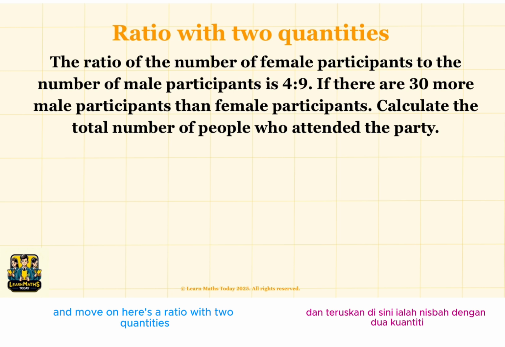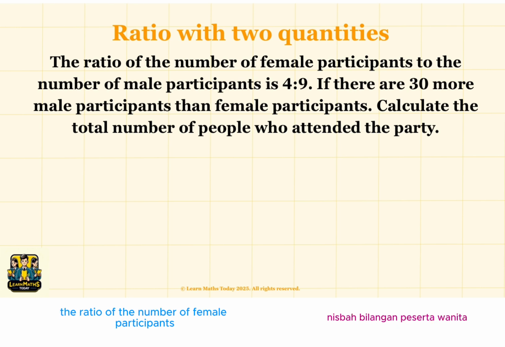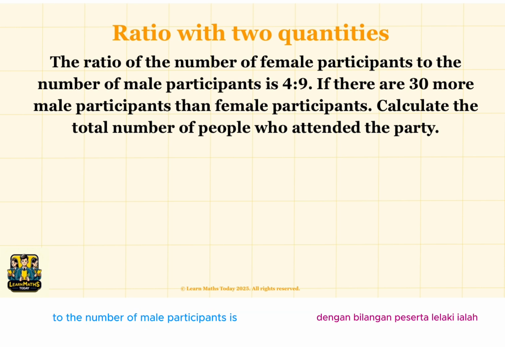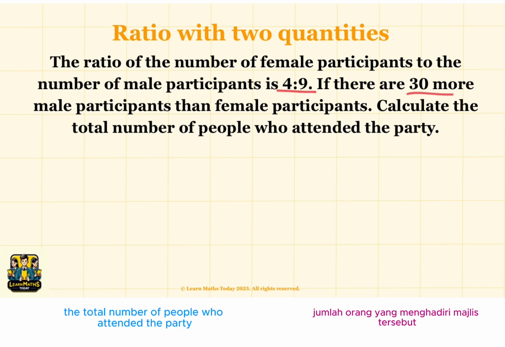Here's a ratio with two quantities. The ratio of the number of female participants to the number of male participants is 4:9. If there are 30 more male participants than female participants, calculate the total number of people who attended the party.